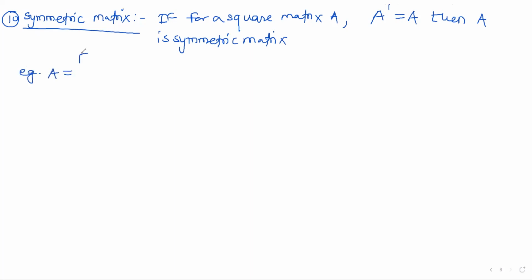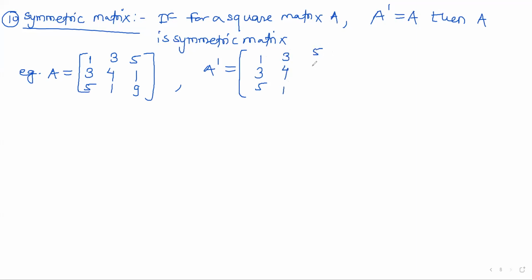Let us say, for example, A is 1 3 5, 3 4 1, and 5 1 9. Now if I find its transpose, interchanging rows and columns: 1 3 5, then second row 3 4 1 as a column, and then 5 1 9 as a column. If you observe, A and A transpose are same. Here A transpose is nothing but A. This implies that A is symmetric.